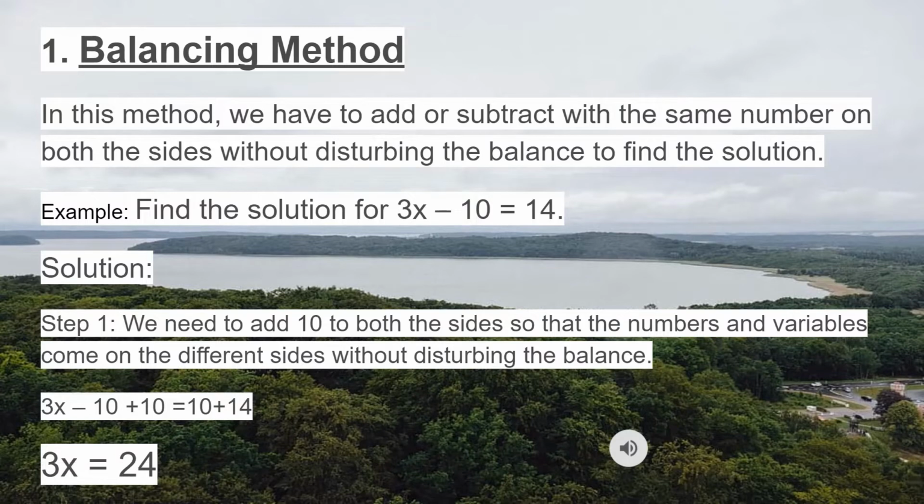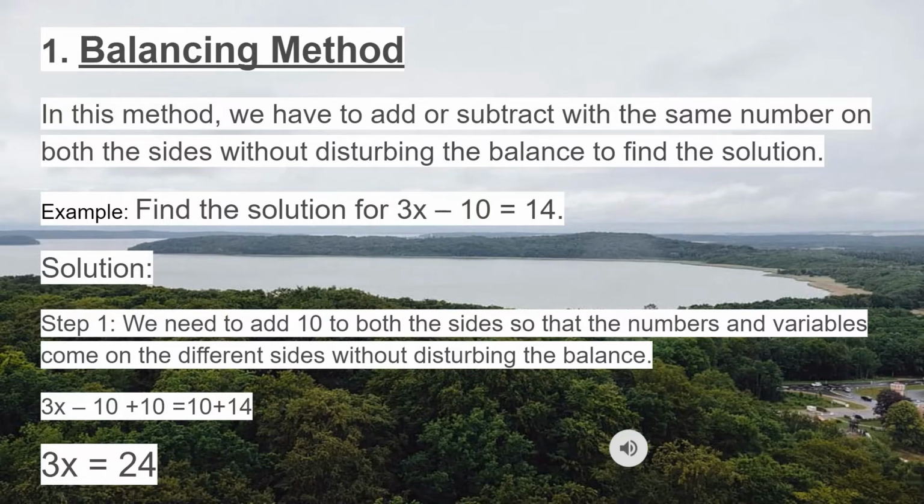Balancing method we already did in 7th standard, isn't it? So okay, now again we can recollect the topic. In this method, we have to add or subtract the same number on both the sides without disturbing the balance to find the solution. See the example. Find the solution for 3x - 10 = 14.